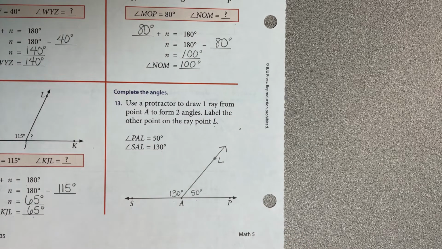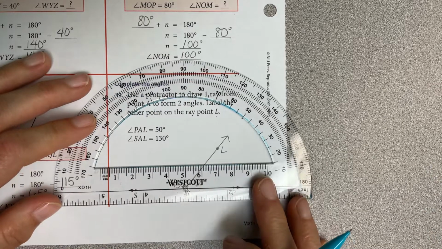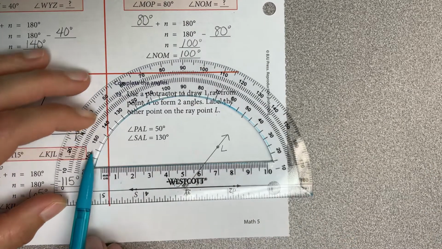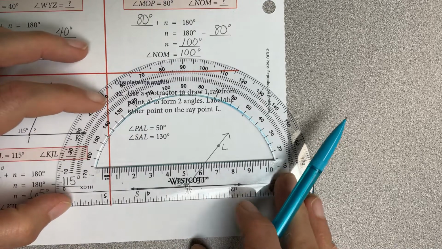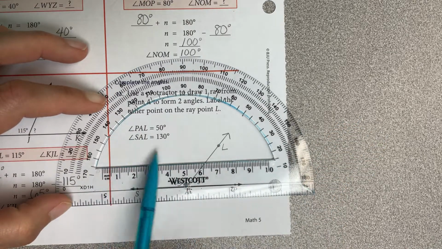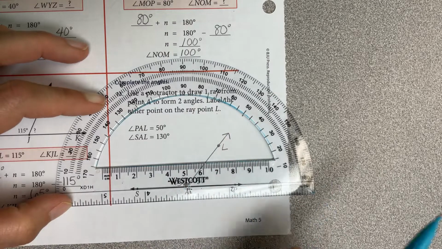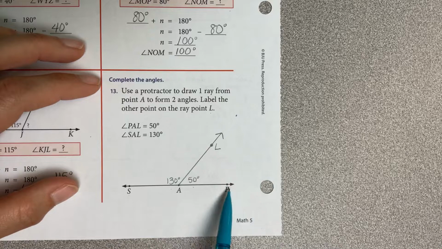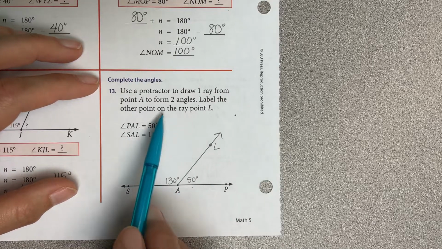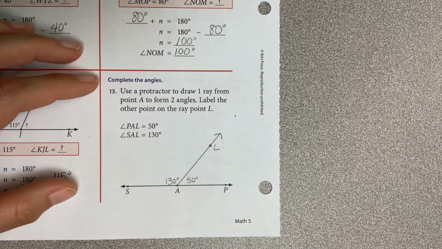Now, the only trouble is if you accidentally drew your line coming this way. If your line went this way instead of that way, it would still be 50 and 130, but your labels would not match what they told you to do right there.